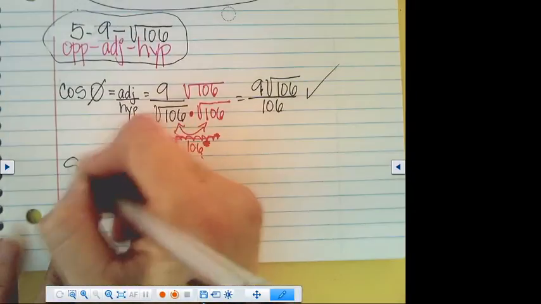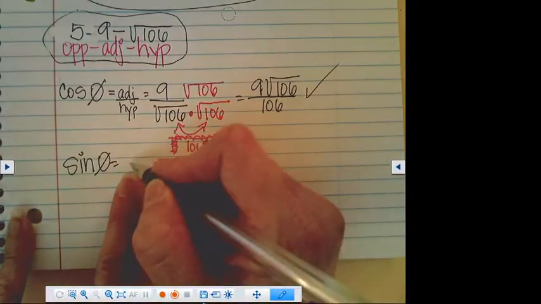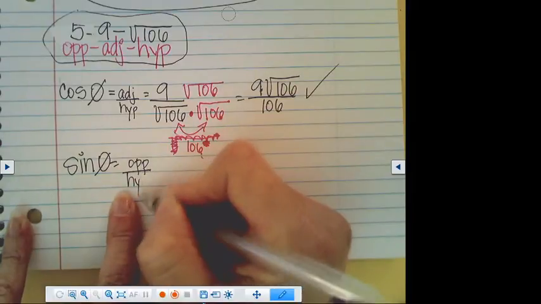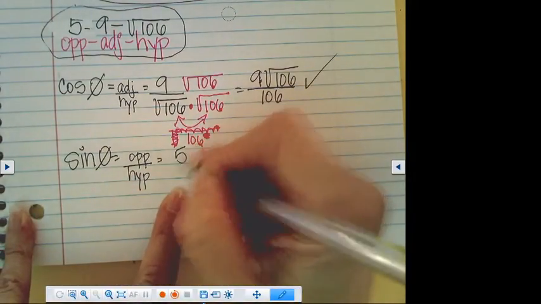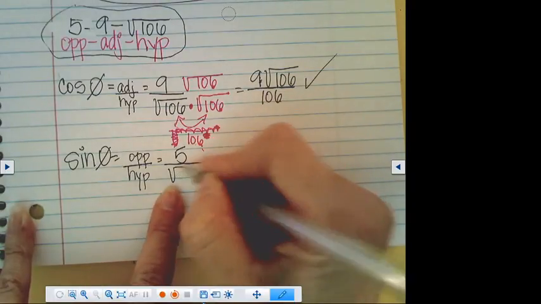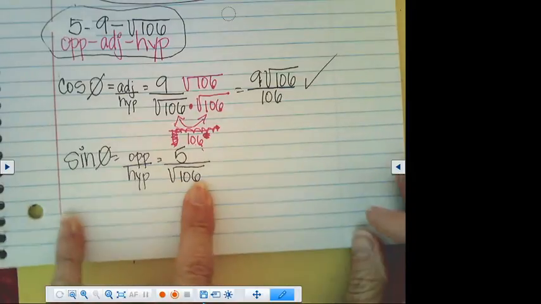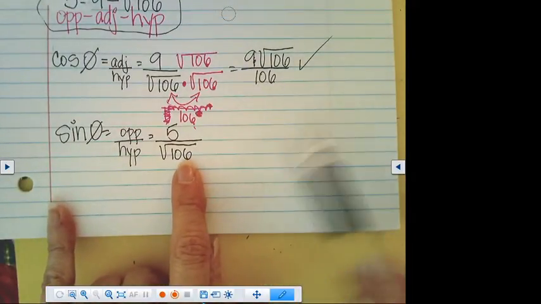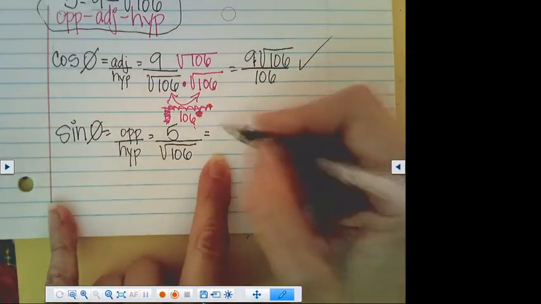All right, what about the sine? Give me my ratio. What is it? Opposite divided by the hypotenuse. What is the opposite side? 5. Divided by the square root of 106, your hypotenuse. Now, can you guys go straight to it? Can you multiply top and bottom by the square root of 106? Can you do that mentally? And tell me what you get?